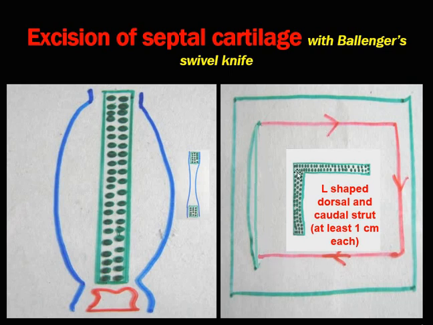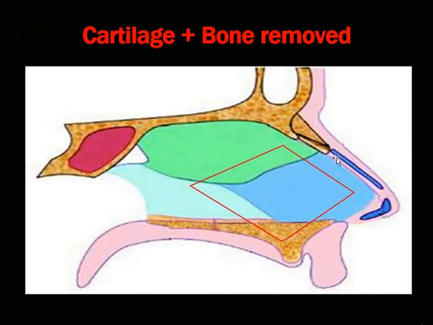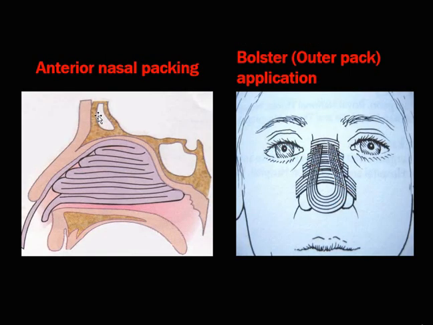This removes the septum by Ballenger's swivel knife. Now you can see here the bone and the cartilage are removed. This dorsal strut and the caudal strut are left. This whole part is removed. Then we do anterior nasal packing as in septoplasty. SMR surgery is not usually performed nowadays.